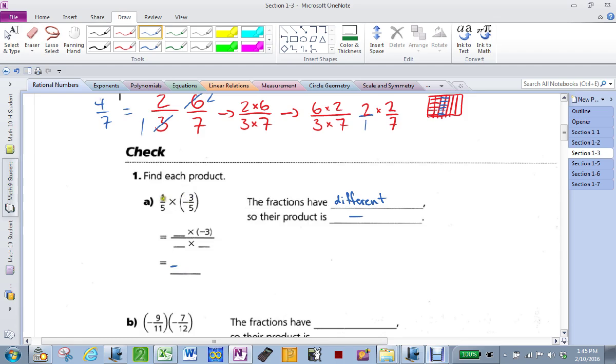Does 1 work with 5 or 5? No. Does 3 work with 5 or 5? No, so this is a super easy one. This is 3 times 3, 1 times 3 and 5 times 5. So it's 3 over 25, Emily. And then the negative's already there for us. Why were we allowed to write the negative there? Yeah. So let's look at the next one.